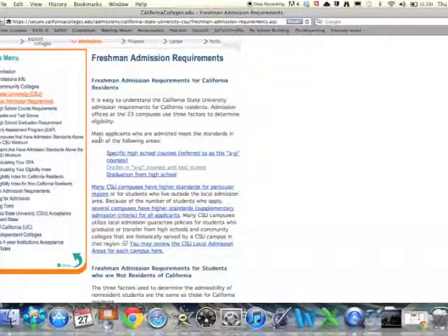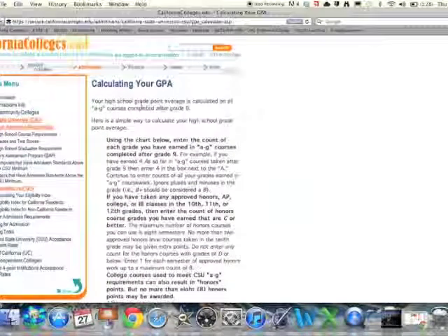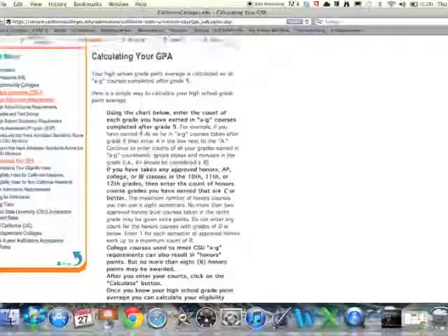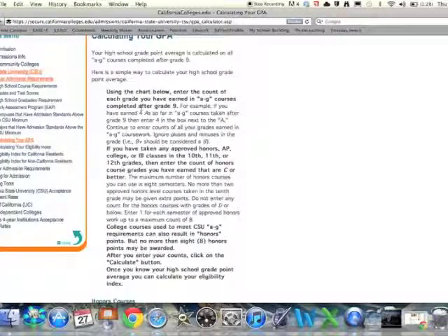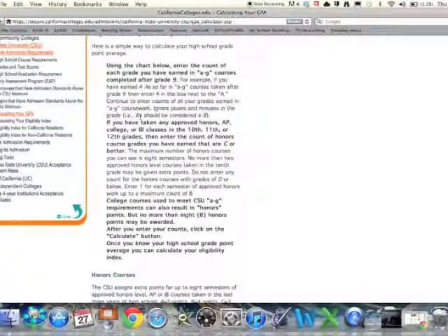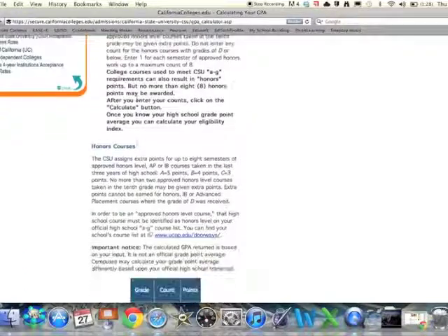The part that you're most concerned about is probably going to be over in this area: calculating your GPA and calculating your eligibility index. UCs also have this option as well. Let's first take a look at calculating your GPA. Here it gives you a way to calculate what your A to G requirement is, as well as what your GPA is going to be with it.